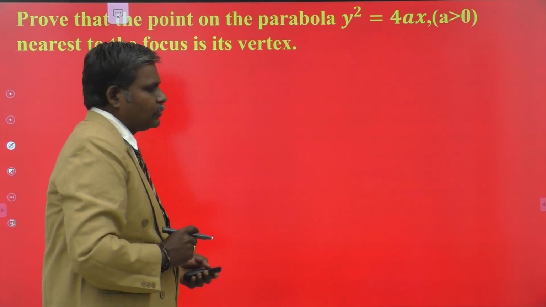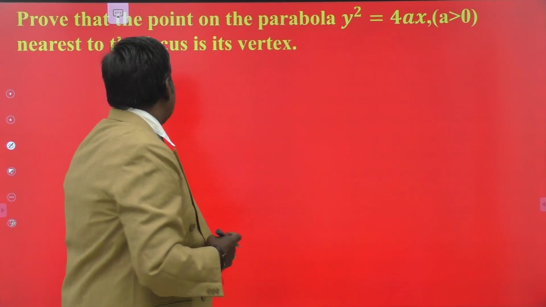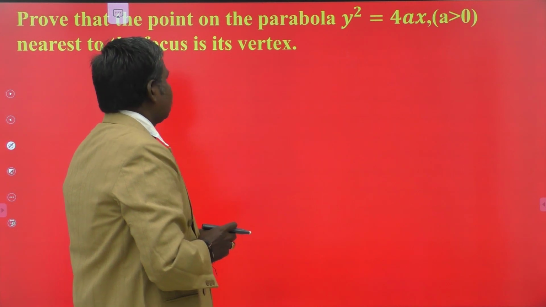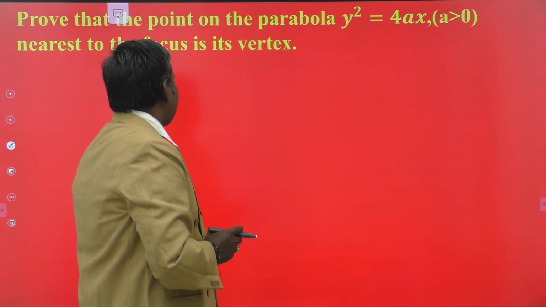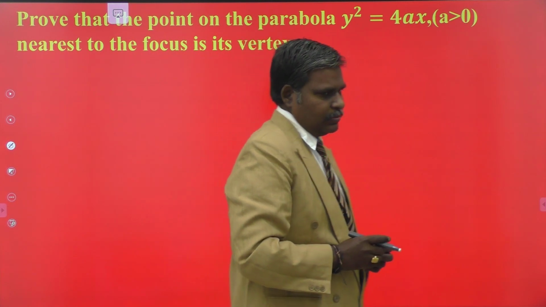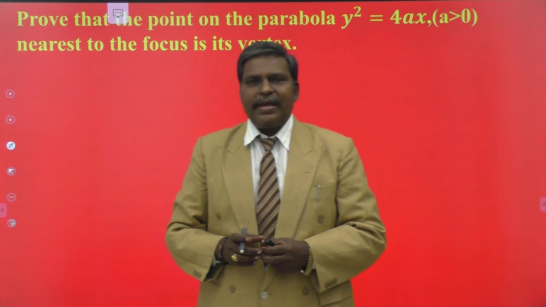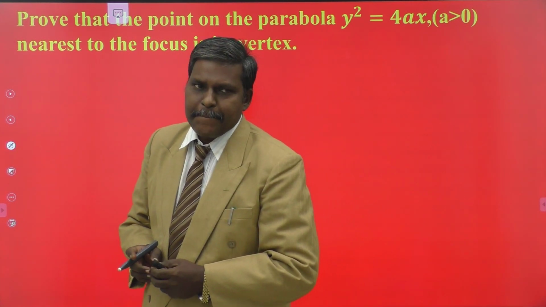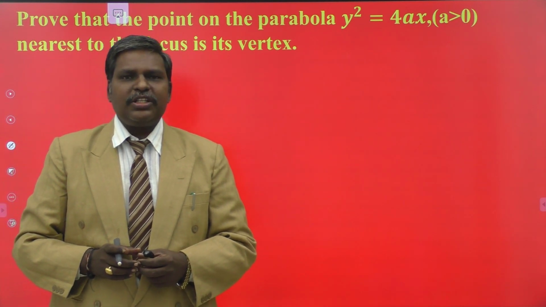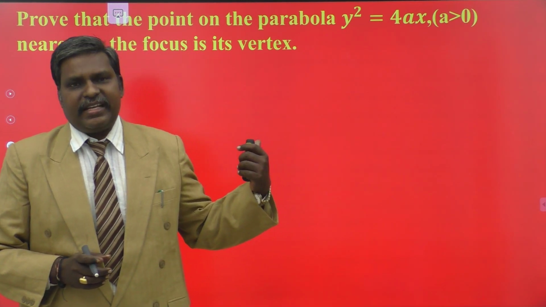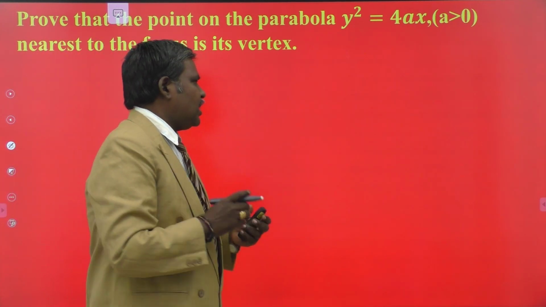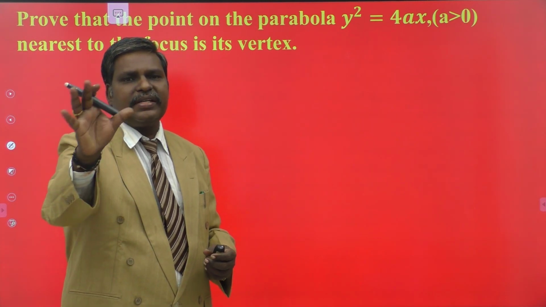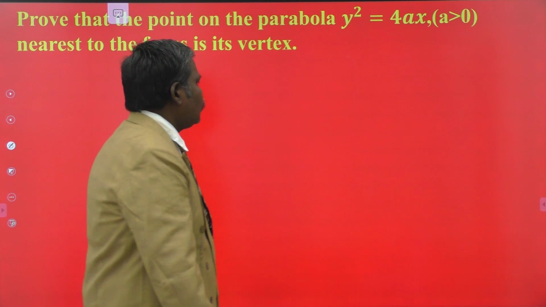See this one, this is also very interesting for you. Prove that the point on the parabola y square is equal to 4ax, a greater than 0, nearest to the focus is its vertex. If one parabola is there, its focus is fixed, and there are so many points on the parabola. The nearest point on the parabola to this focus is the vertex. For any parabola, the nearest point to the focus is always its vertex. How to show this?